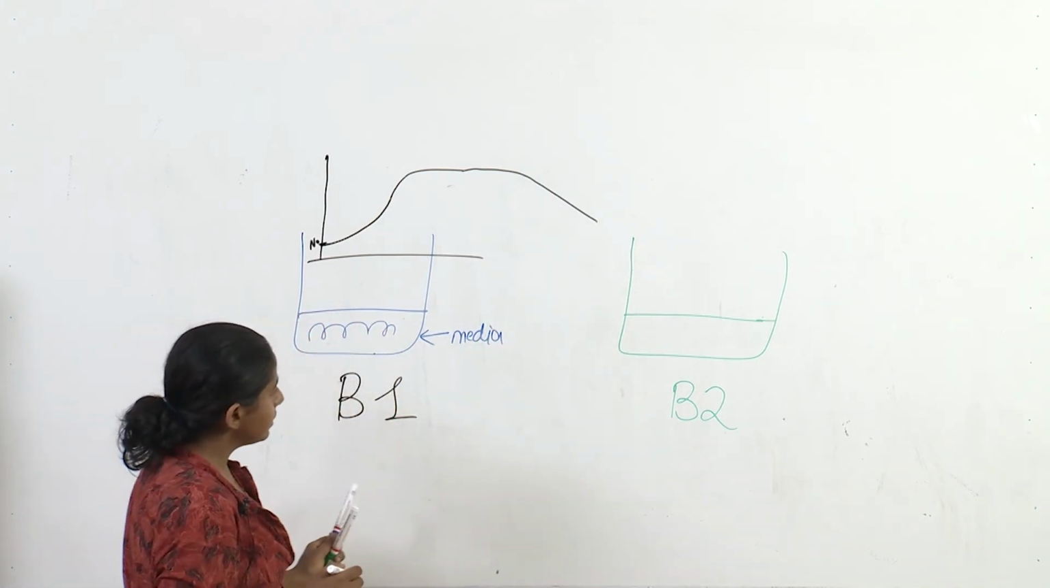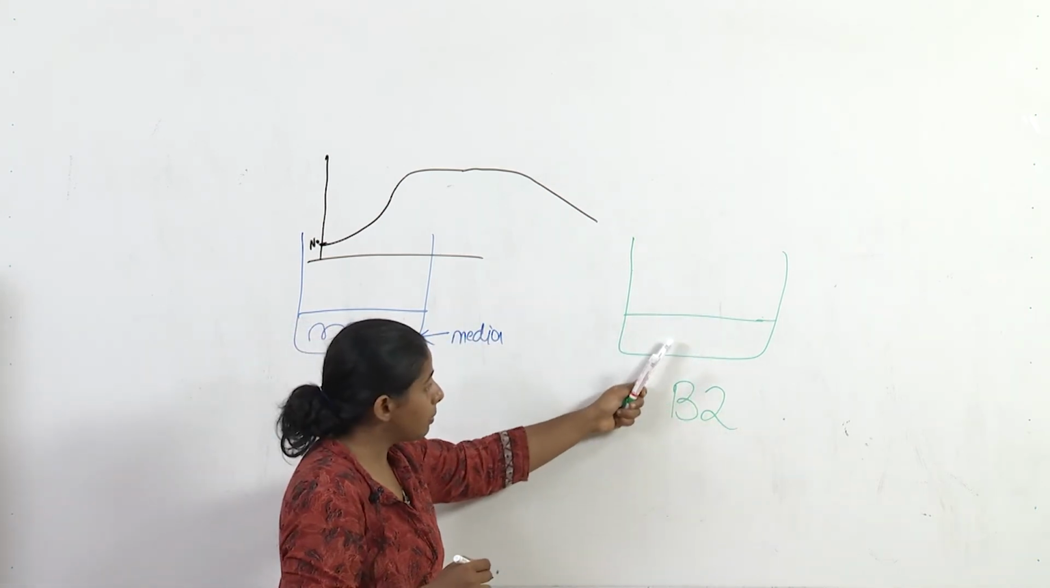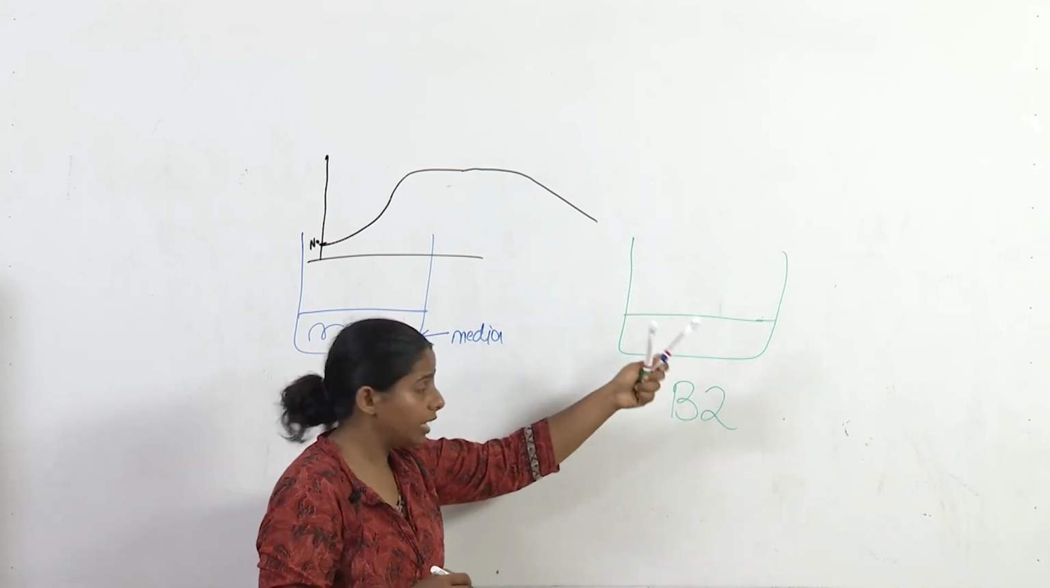Now if I take a sample from here and inoculate it in beaker 2, the microbes will kick in the similar model here.